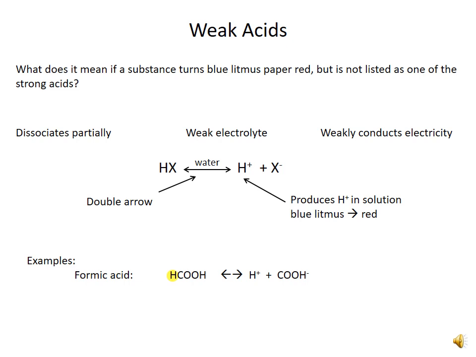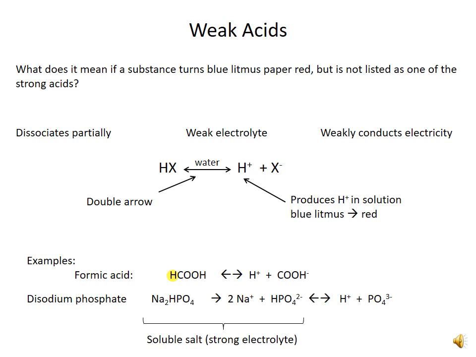Now there's one other scenario for weak acids that's a little bit more difficult, and that's the case when the weak acid is hidden inside of a soluble salt. So we're going to look at the case of disodium phosphate. So disodium phosphate, Na2HPO4, is actually a soluble salt. So this is considered a strong electrolyte.